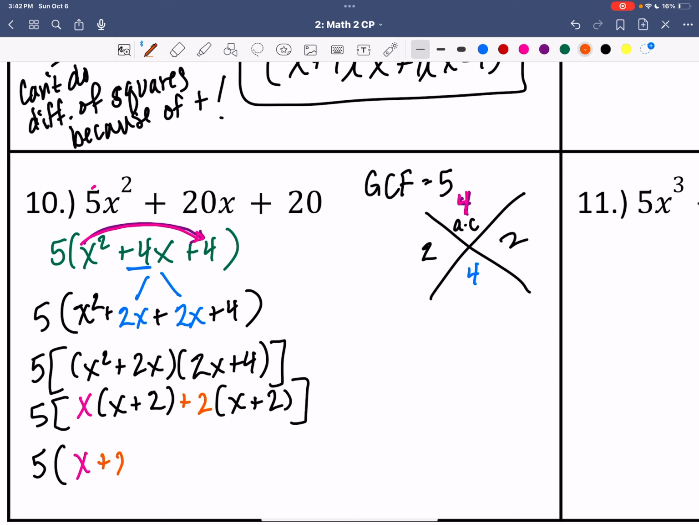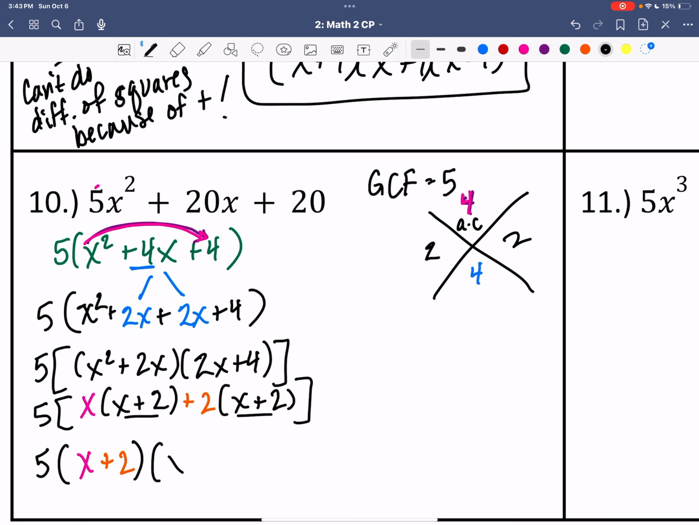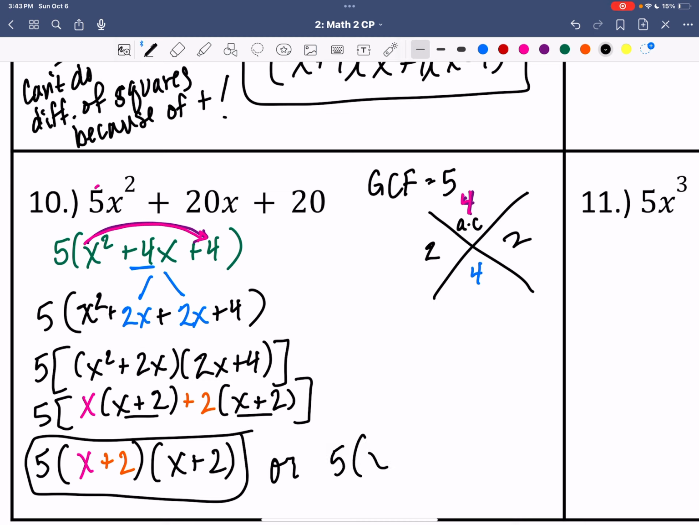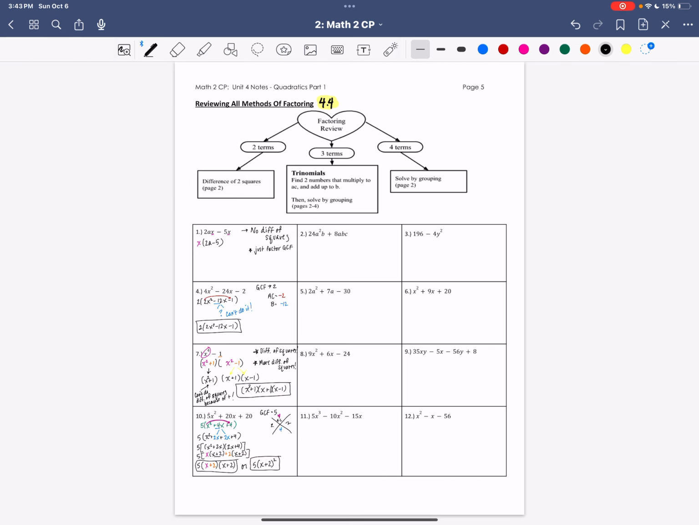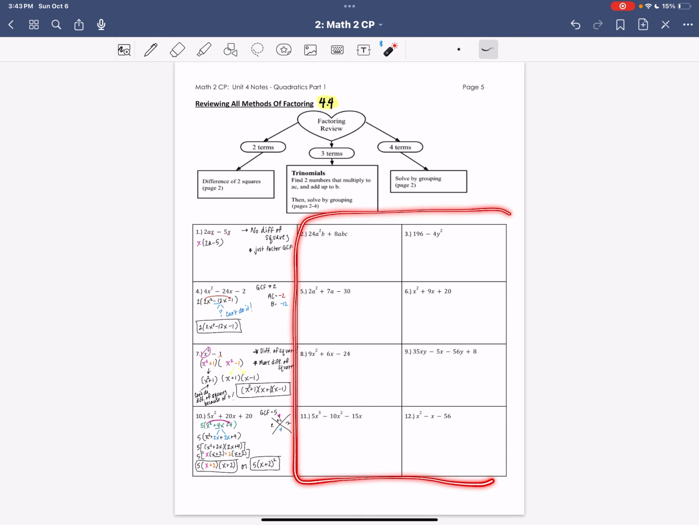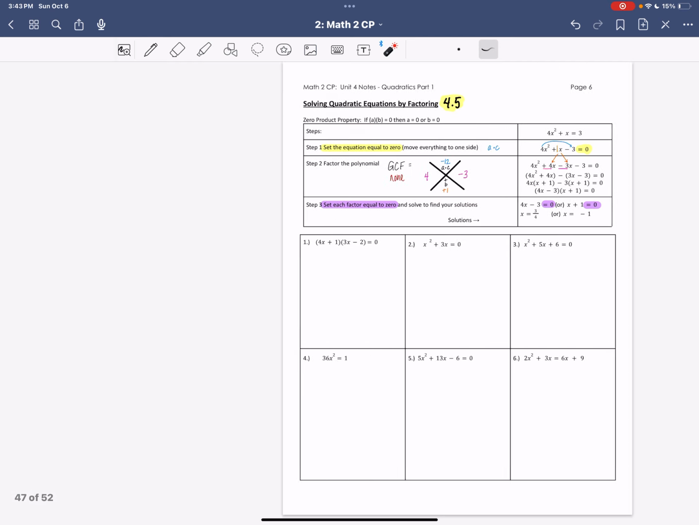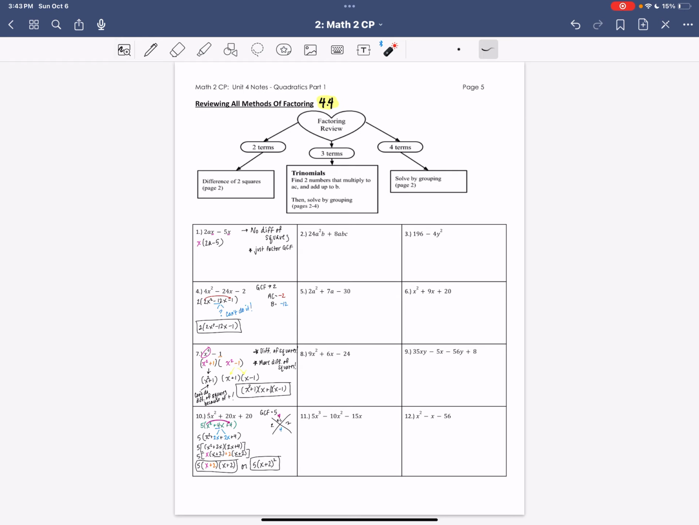And then since those are both x plus 2, I can put those here. So you could have this as your answer, or you may see 5 since you have 2 sets of x plus 2, you might see it this way also. Either way is correct. All right, so again, you're going to finish all of these, and then let's look at that. So this is just practice on factoring.